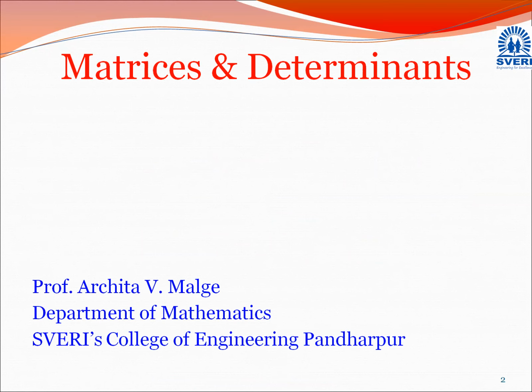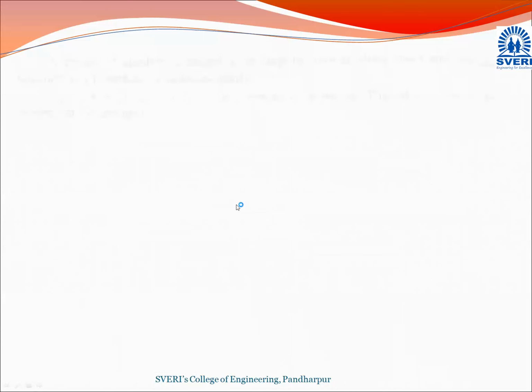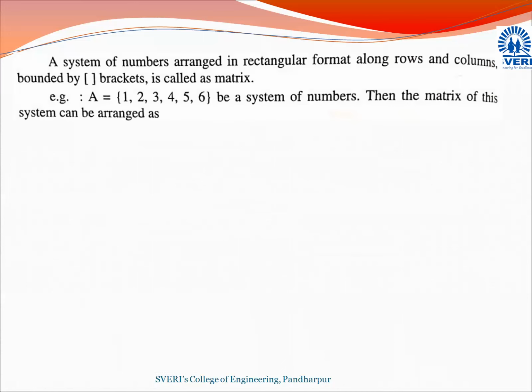As we have learned matrices and determinants from 11th standard, let us see what a matrix is. As we know, a system of numbers arranged in a rectangular format along rows and columns, bounded by a bracket, is called a matrix.